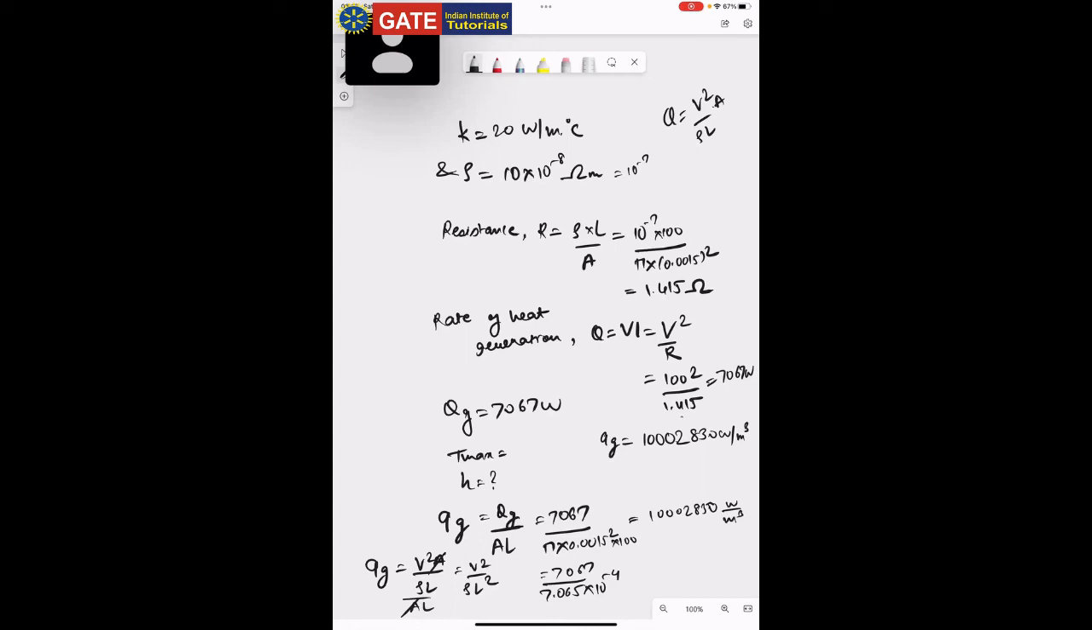Sir, every time I am seeing this pi r square is common and they are shifting between numerator and denominator. Right. Okay. So generally this final QG is equal to 10 power 7. And for Tmax, we have this formula, right, sir? T wall plus QG by 4k into R square. Right. Oh, one second. I think I made a mistake.